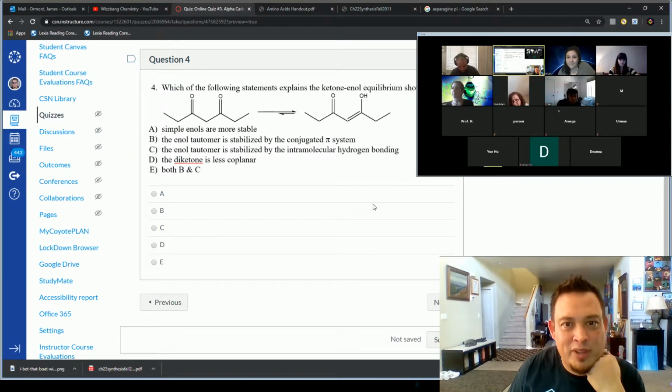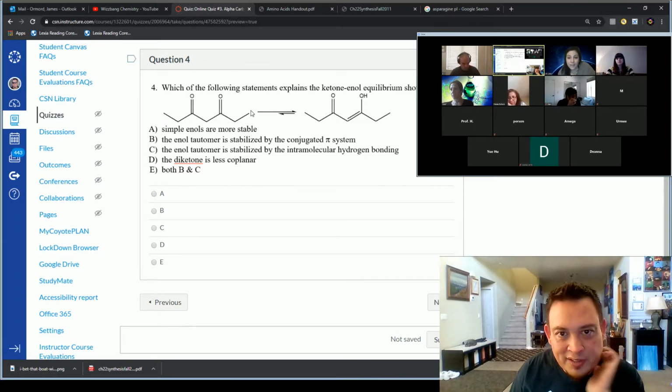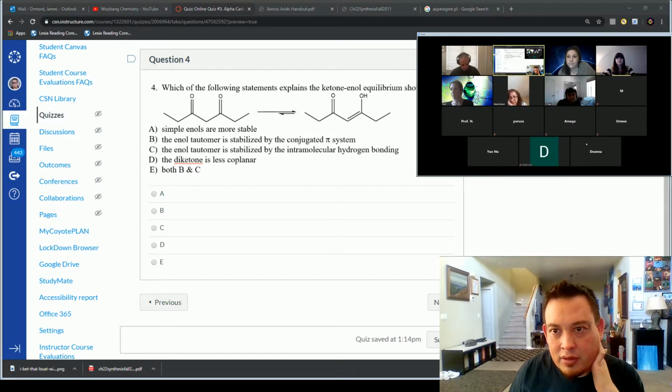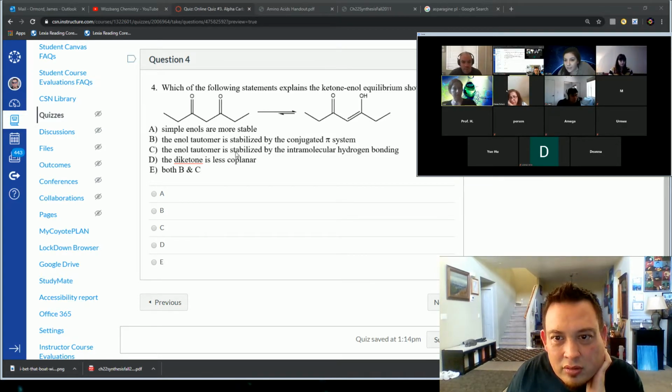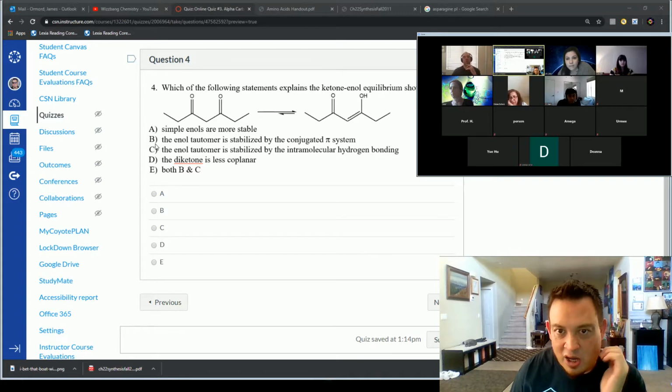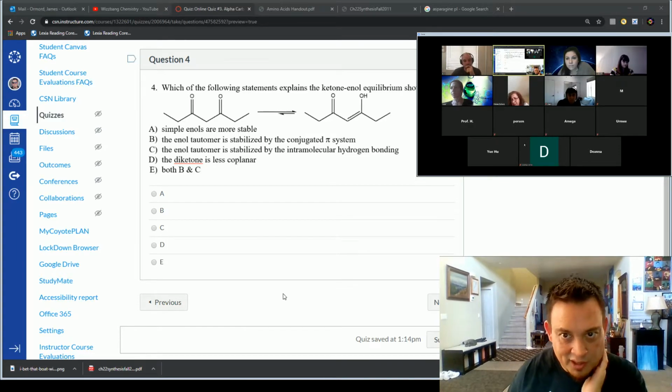Which of the following explains the equilibrium? So the way the arrow is, it's saying it's favoring the right side. Okay, so this one's E. I think B and C. Yeah. Why is A not correct? That the enols are typically not more stable. Because for this question, just for this one, the enol is more stable. Yeah, but it's saying simple enols are more stable. That is incorrect.